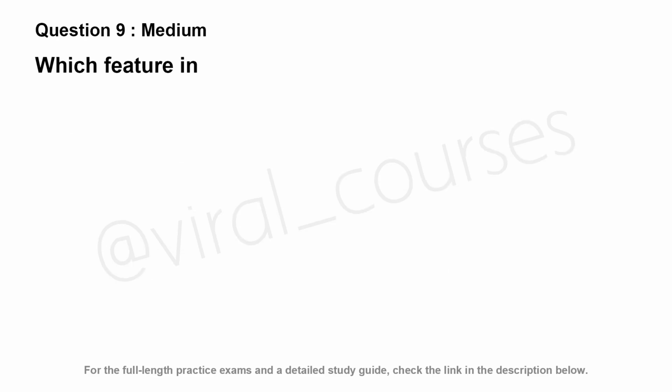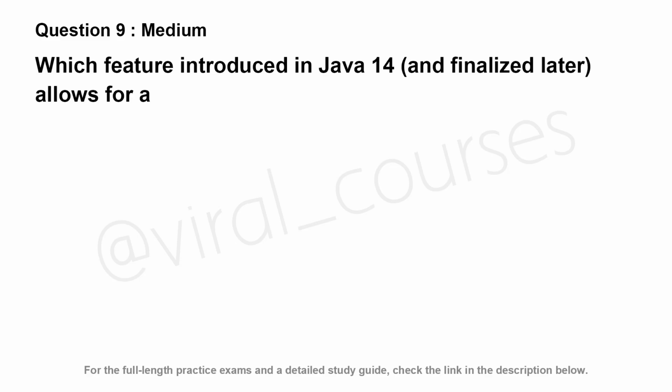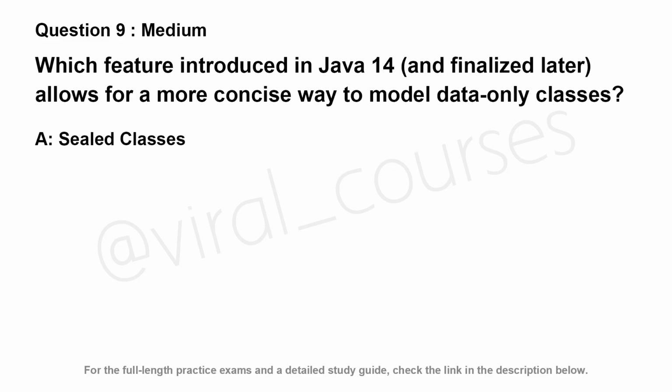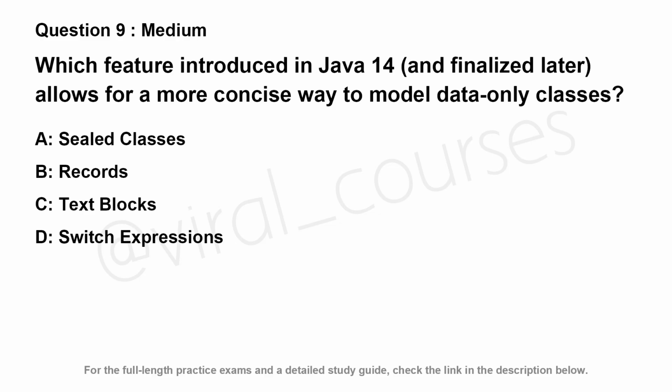Which feature introduced in Java 14 and finalized later allows for a more concise way to model data-only classes? Option A. Sealed classes. Option B. Records. Option C. Text blocks. Option D. Switch expressions.